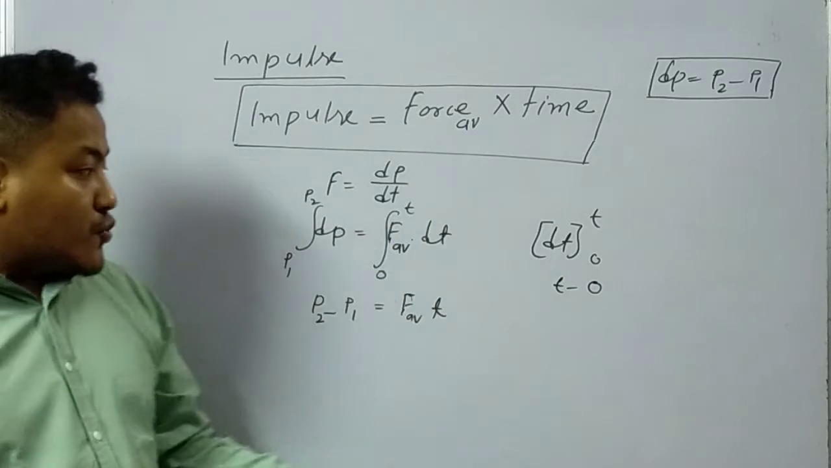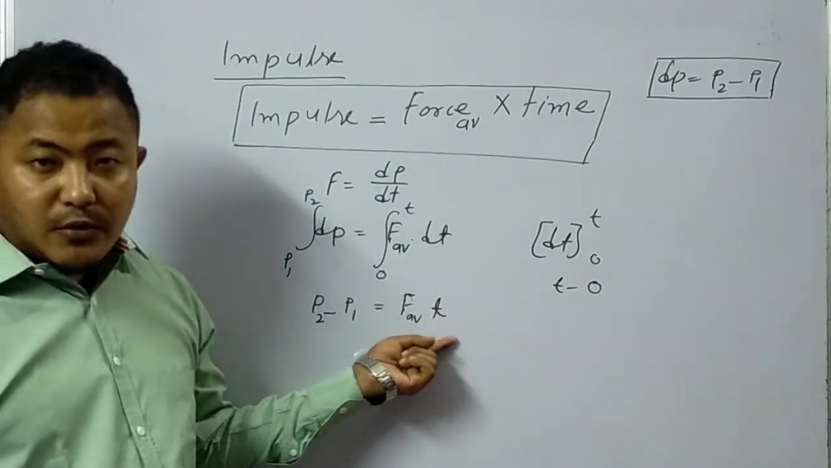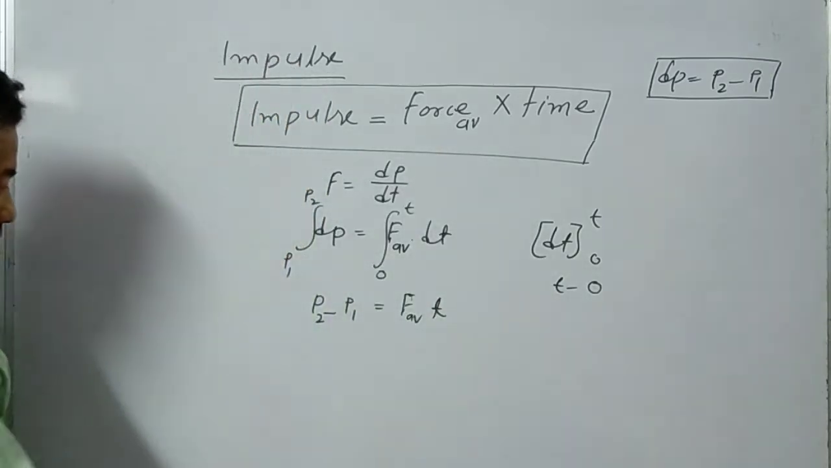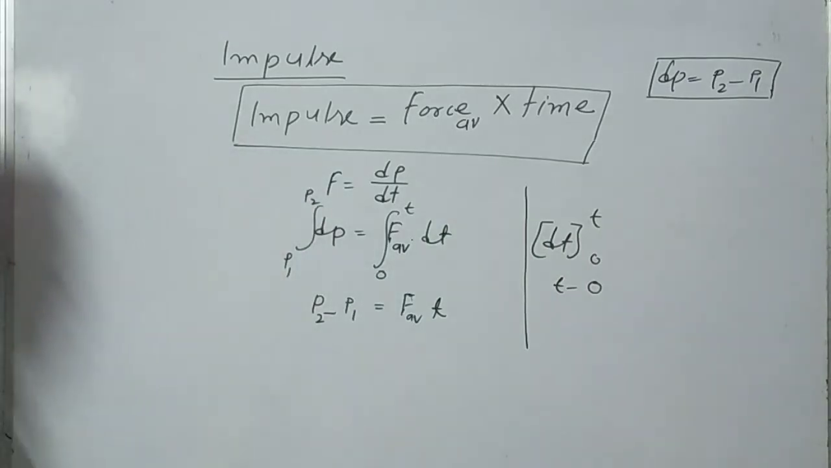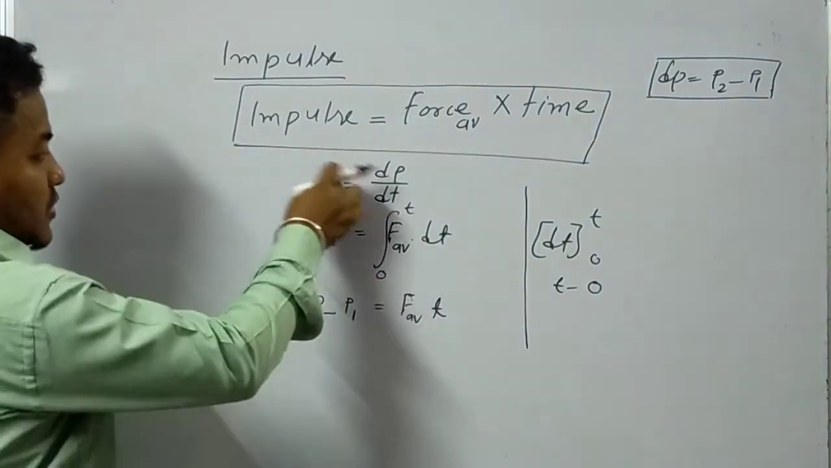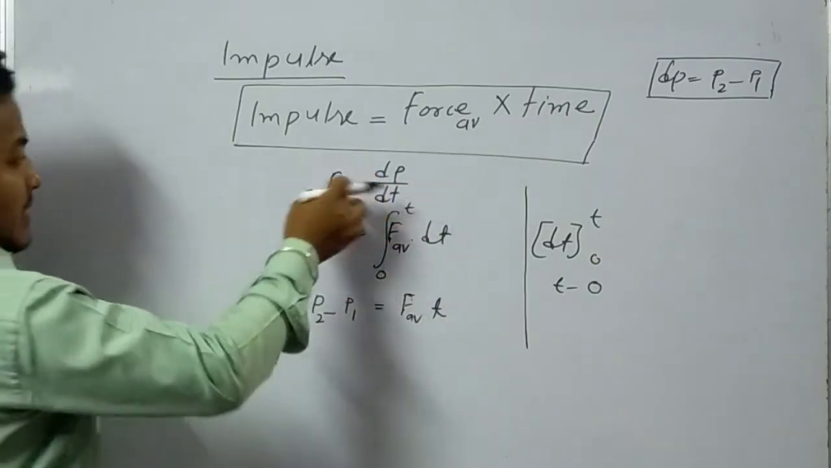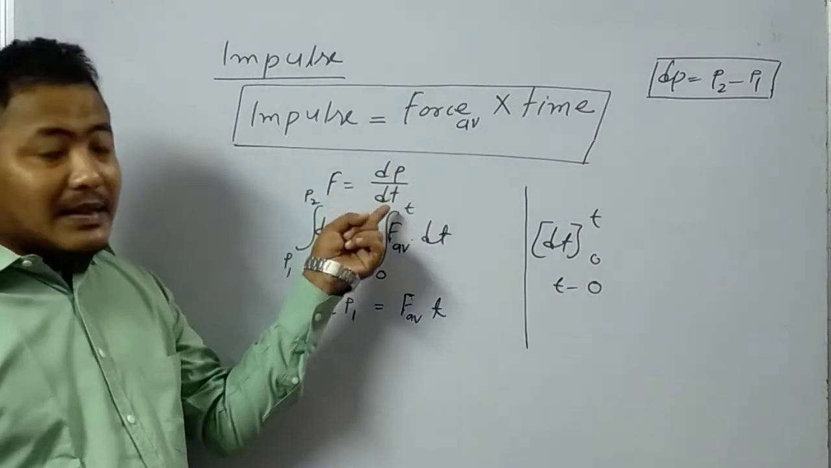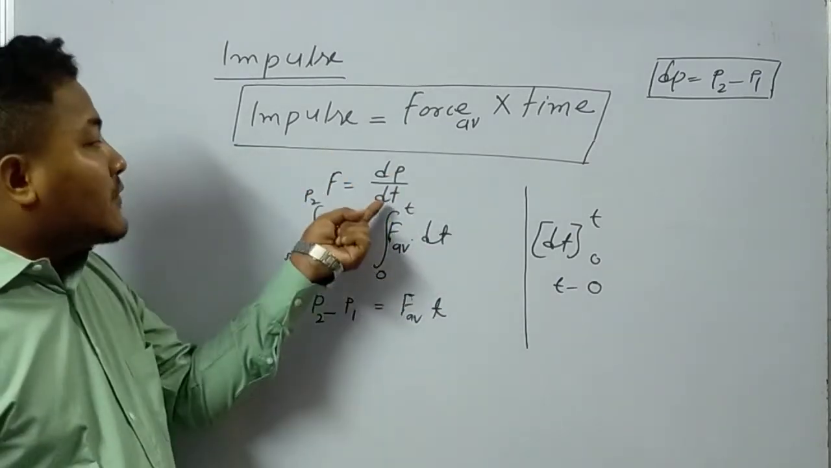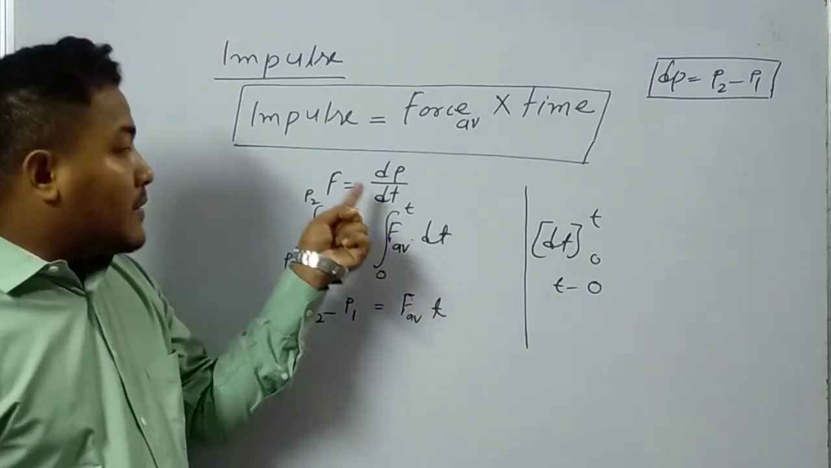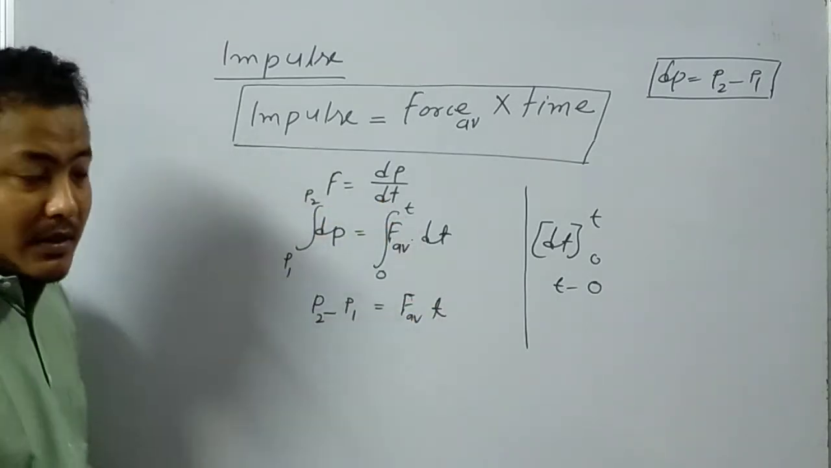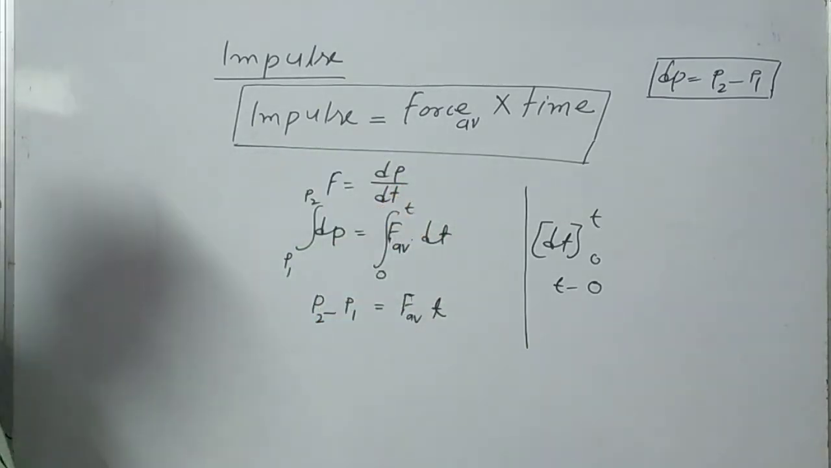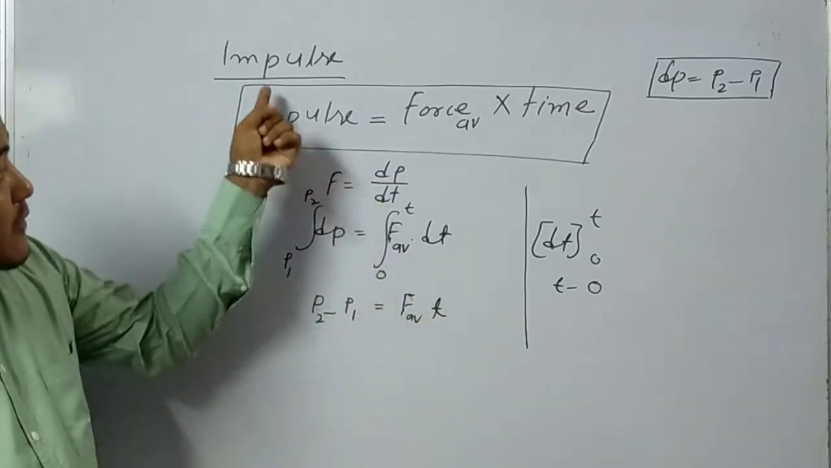So it is force into time. Have you got it? After breaking these things, we have got this equation: p2 minus p1 is equal to F into t. Now what is F into t? Force into time. From this equation, F is equal to dp by dt. Now if I multiply force and time, this is F into t, force into time, which is itself impulse.